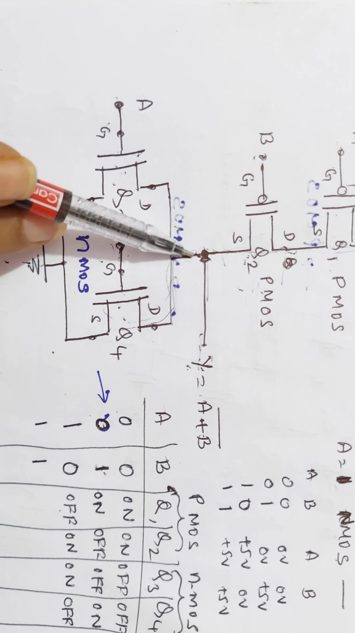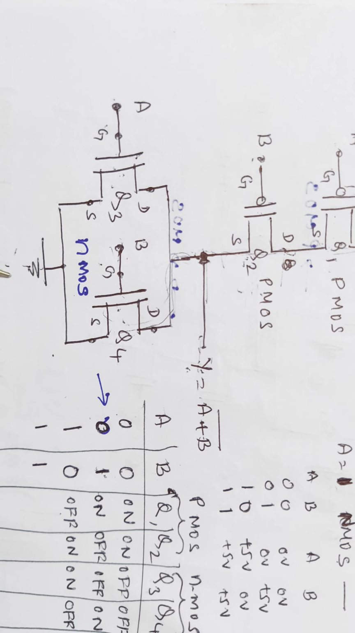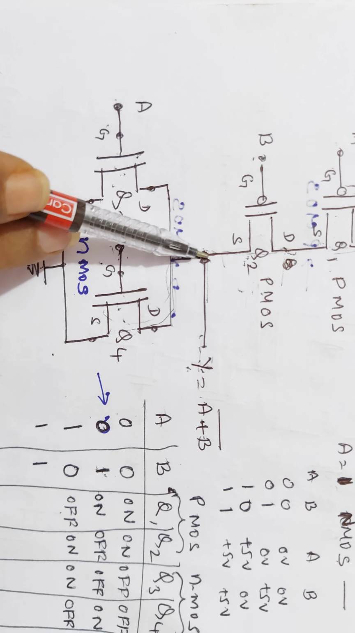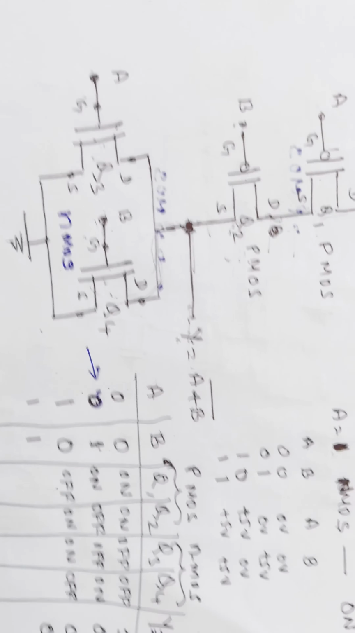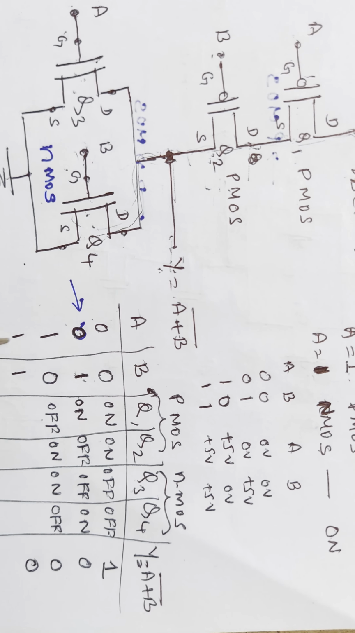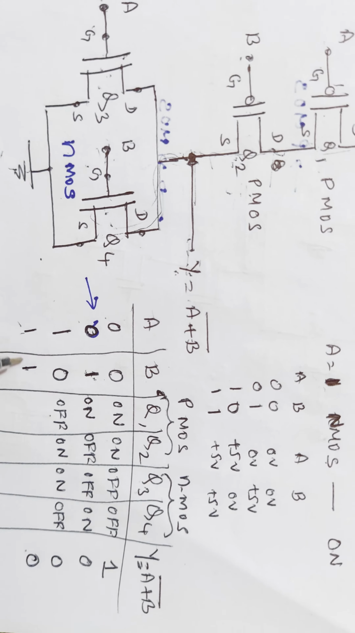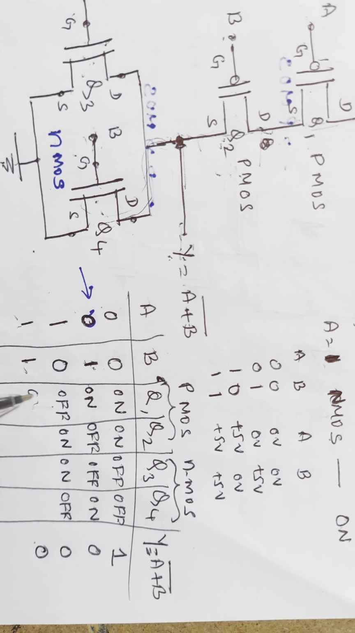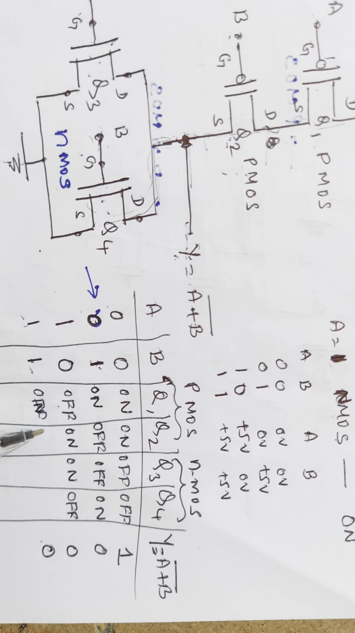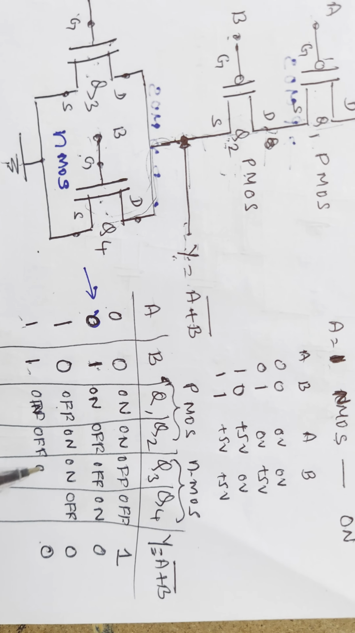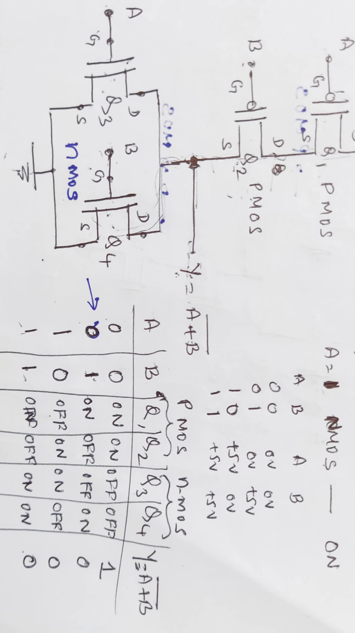Any current present here will conduct to the ground through this closed path. The current will flow to the ground and it will not flow to the Y. Therefore, output goes to 0. So when A equals 1, B equals 1, this goes on, this goes off, Q1 goes off, Q2 goes off, both Q3 and Q4 are on, output is 0.